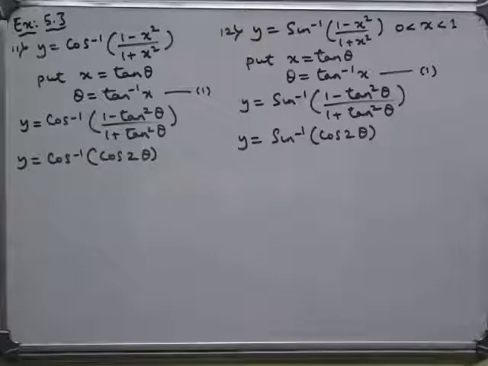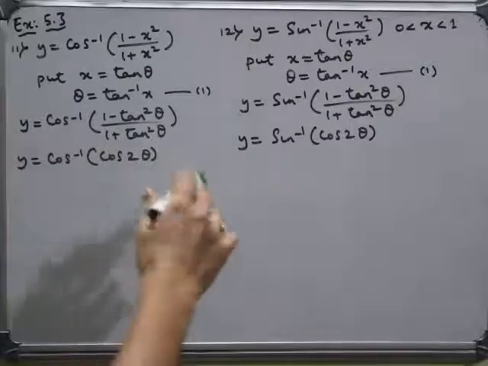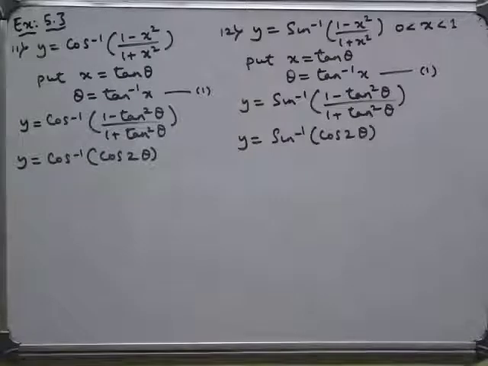In this case, it is sine inverse of cos 2 theta. So how can we write? Now here you have to use the allied angles concept. According to that concept, what can we write? Take first quadrant values, that is cos of pi by 2 minus theta. Cos of pi by 2 minus theta is what? Sin theta. So use that.